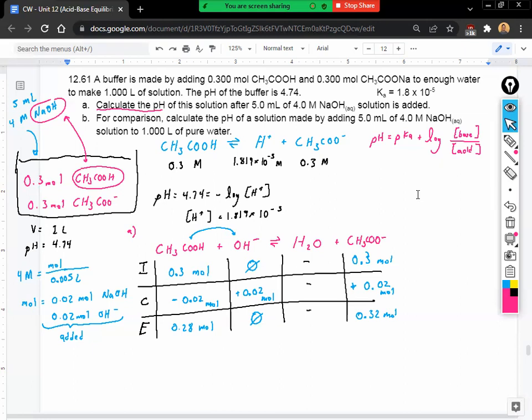Alrighty, guys, so let's plug in the values that we have. If you're still finishing up, please feel free to finish up, but I'm gonna start going over it. So we have the Ka for acetic acid. It's 1.8 times 10 to the negative 5. So if we find the log of that value, you should get 4.744.